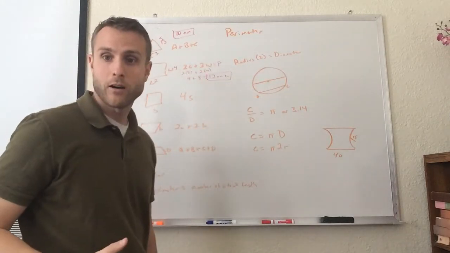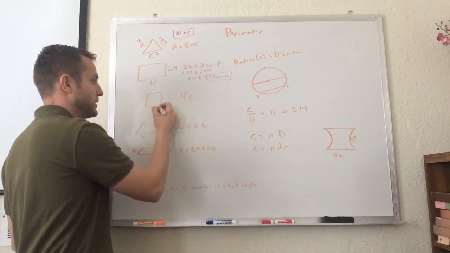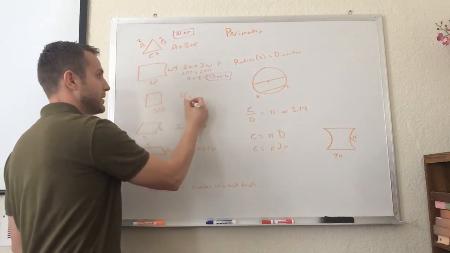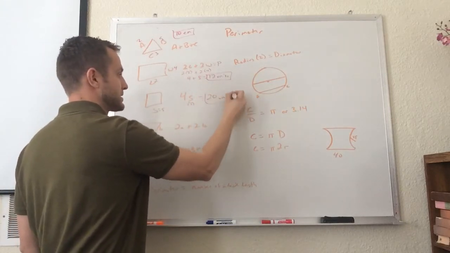If I have a square, all the sides of the square are congruent. So all I have to do is 4 times one side. So if one side is 5, I do 4 times 5. So that will be 20 units.